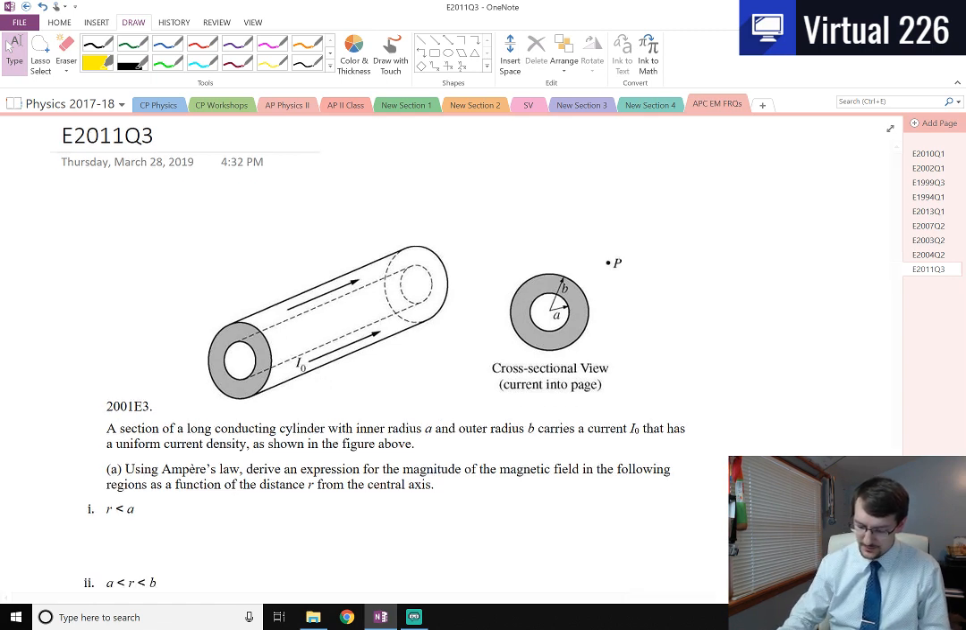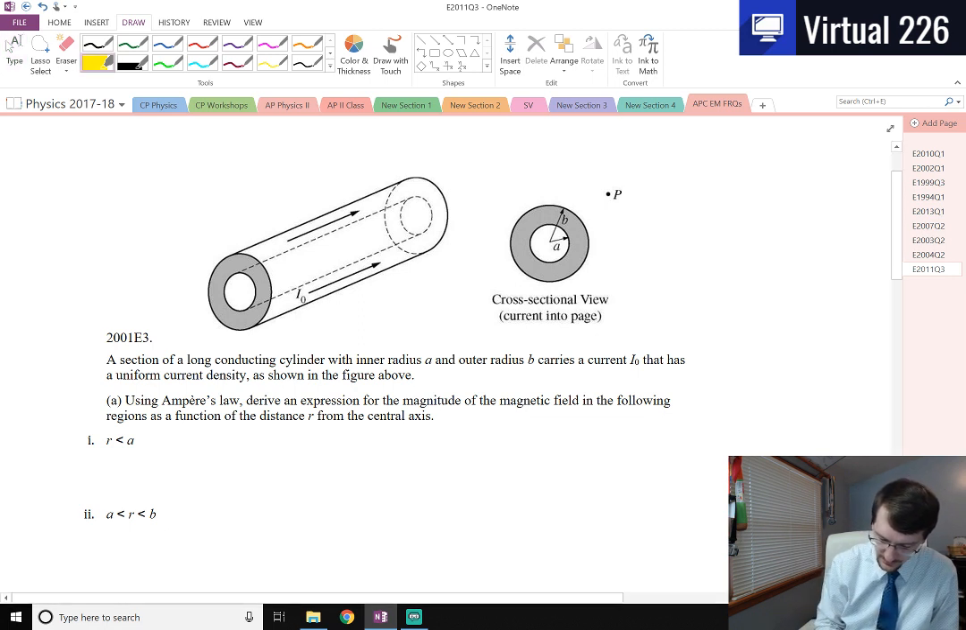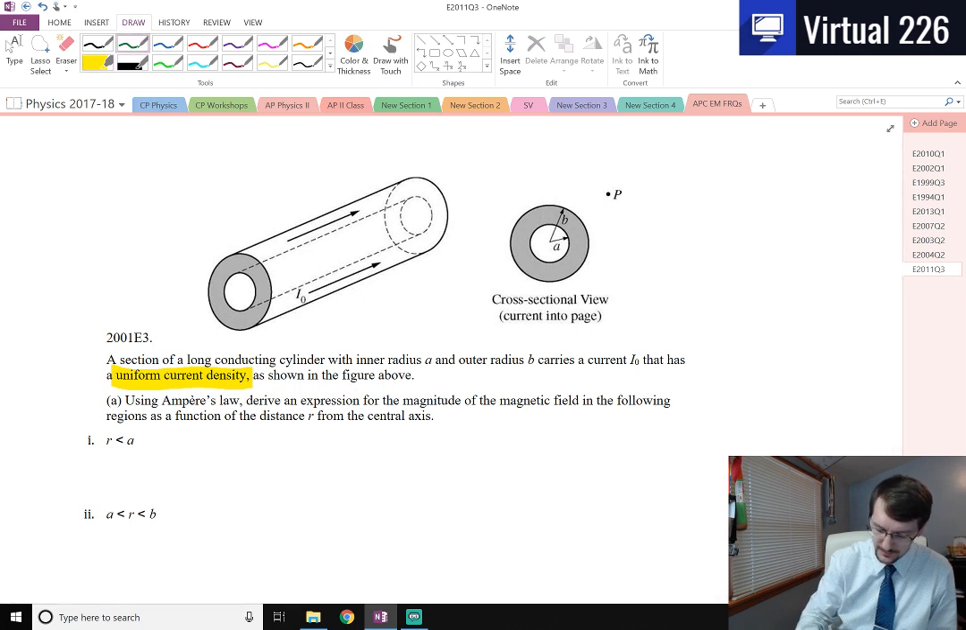And what we have here in this problem is a long, so let's just call it an infinite length wire, with an inner radius A and an outer radius B. So this wire is hollow through the center. And it's carrying a current I naught that has a uniform current density. And this is so nice for us. The current density is uniform, as shown in the figure above.